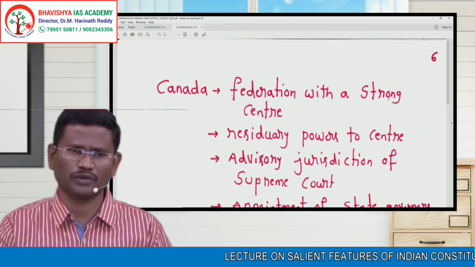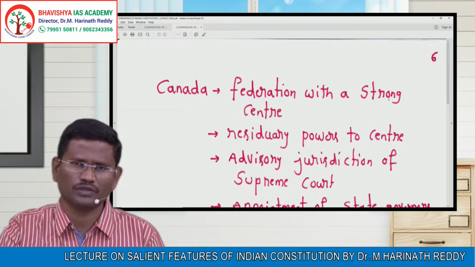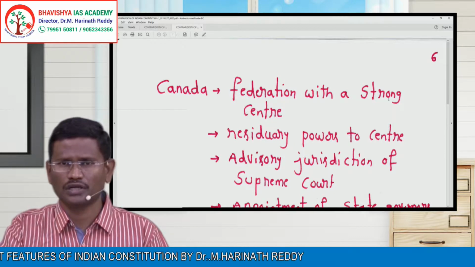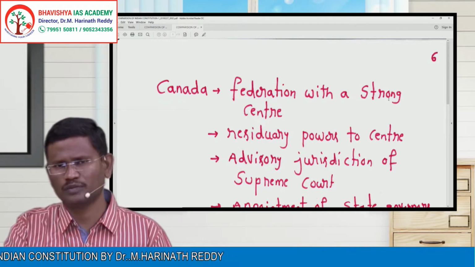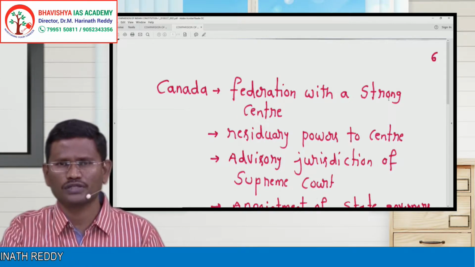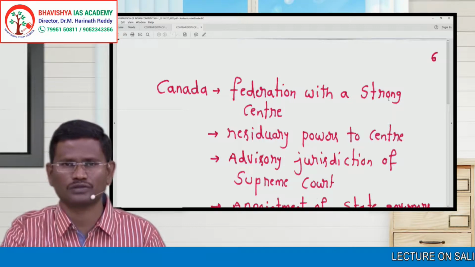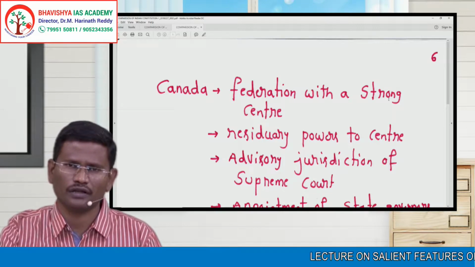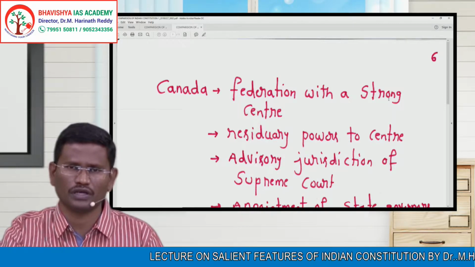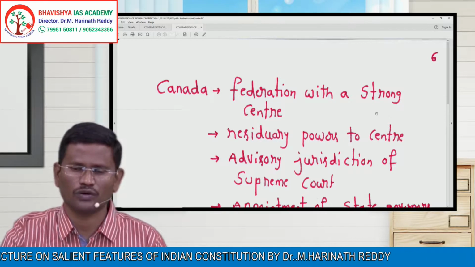What do you mean by residuary power? The residuary power refers to the items of administration which are not mentioned in the constitution. The subjects of administration which do not find a mention in the constitution go to the states in America, but they go to the center in Canada. This we have borrowed from the Canadian constitution. In India, under the Indian constitution, the residuary powers which are not mentioned in the constitution of India go to the central government and to the Indian parliament. This is borrowed from Canada.